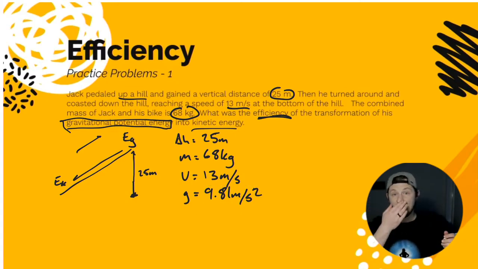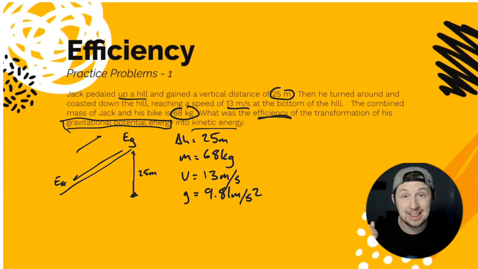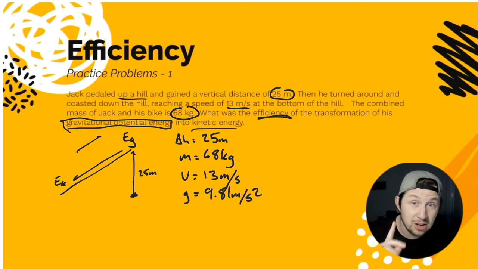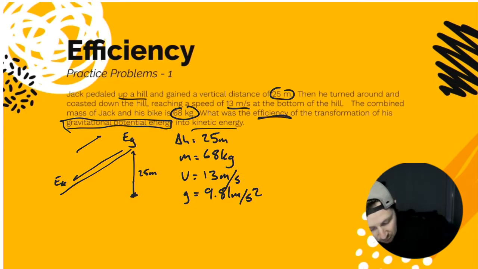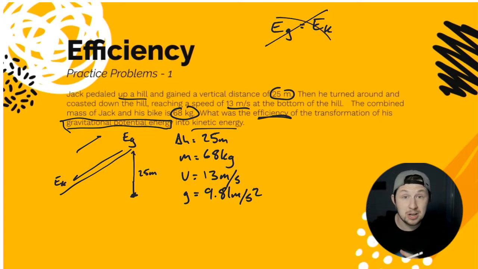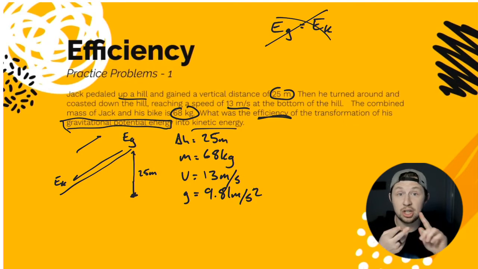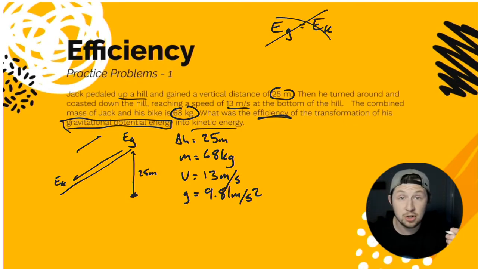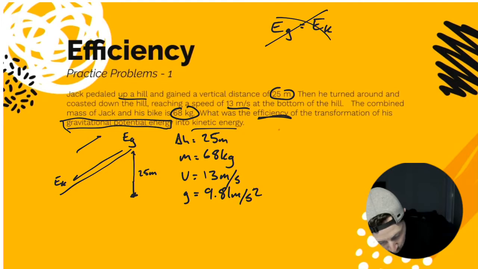So for this one, it's asking us to calculate the efficiency. Now, in efficiency questions, what we know is that this is not a perfect system. We cannot just say that EG is equal to EK. That doesn't work in this scenario because there's going to be loss due to friction and to heat. And so what we're going to do is we're going to calculate both of them.